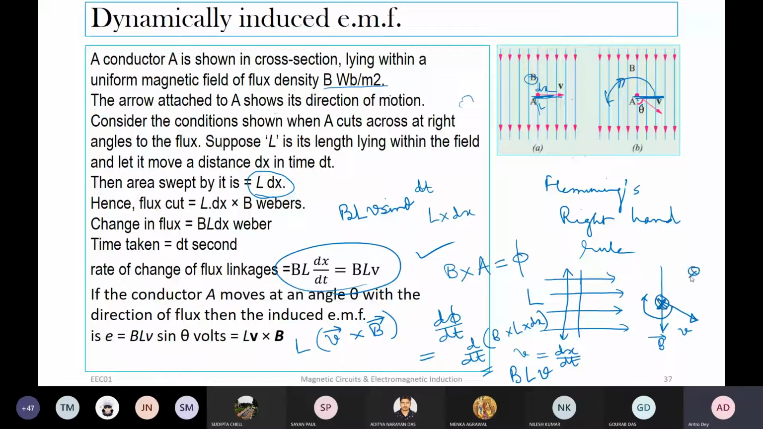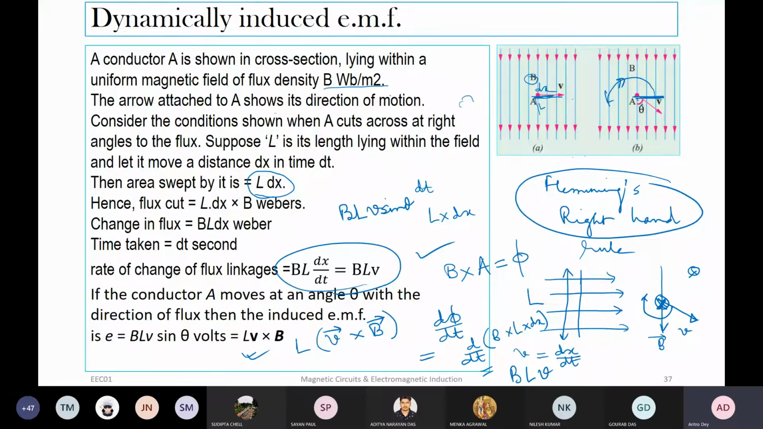If you relate it with Fleming's right hand rule, then you can cross check. So what is your right hand rule? Your direction of the motion is along your thumb, and your index finger will indicate your field. So if the index finger is indicating field and thumb is your direction of the motion, then your middle finger will show the direction of the current. So if you now try with the right hand rule, that will give you the downward direction of the current, which you can cross check with this cross product. Okay, so this is dynamically induced EMF, and this is also called generator rule when it is induced dynamically.